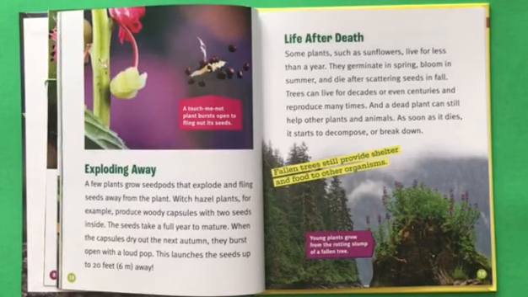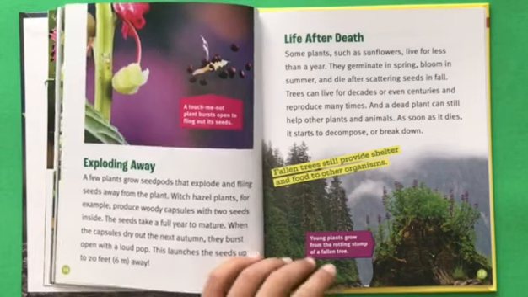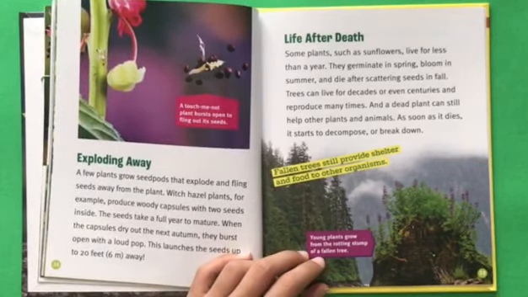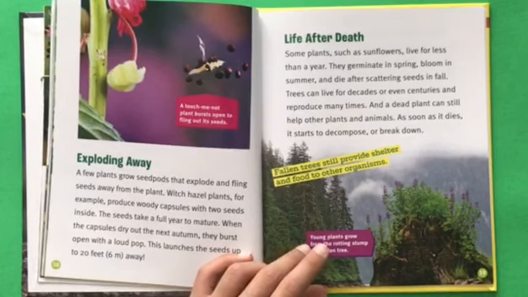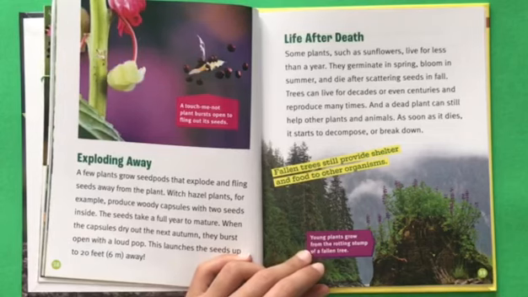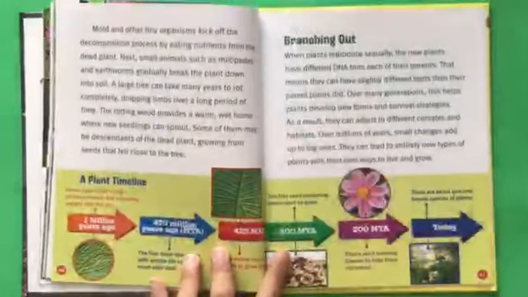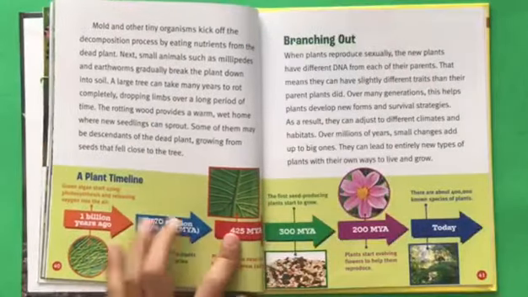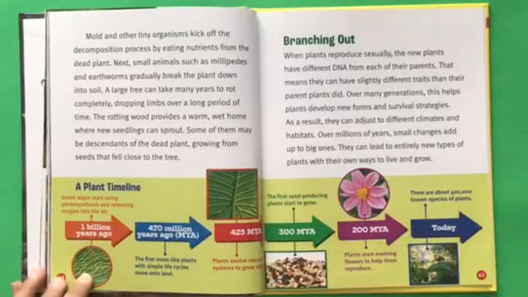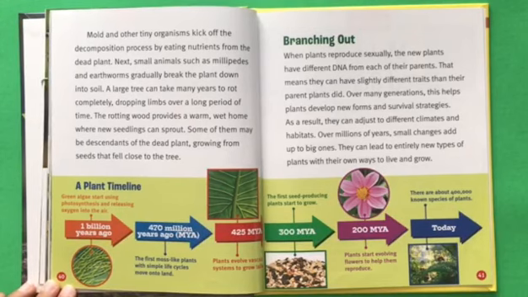Life after death. Some plants, such as sunflowers, live for less than a year. They germinate in the spring, bloom in the summer, and die after scattering seeds in fall. Trees can live for decades and even centuries and reproduce many times. And a dead plant can still help other plants and animals. As soon as it dies, it starts to decompose, or break down. Mold and other tiny organisms kick off the decomposing process by eating nutrients from the dead plant.